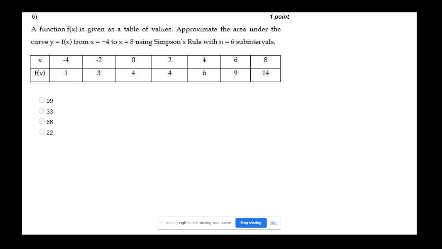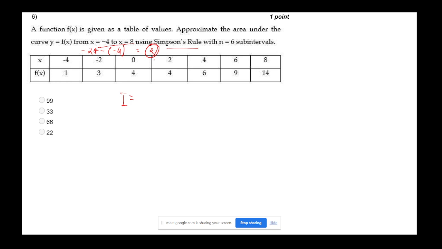The next question you are given is a function f of x given as a table of values. You need to approximate the area under the curve y equals f(x) from x equals minus 4 to x equals 8 using Simpson's rule with n equals 6 subintervals. Let's do that. Here you are directly given the table. So integration will be nothing but h, which is given as minus 2 minus minus 4. So it is nothing but 2.